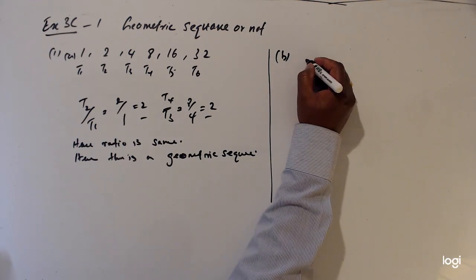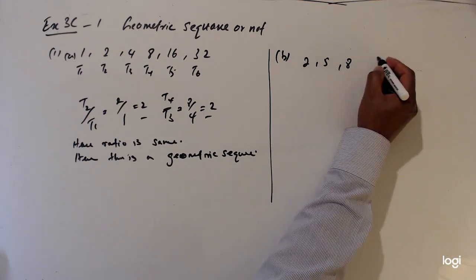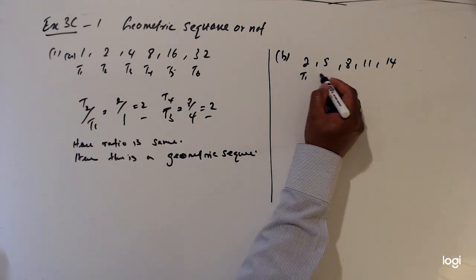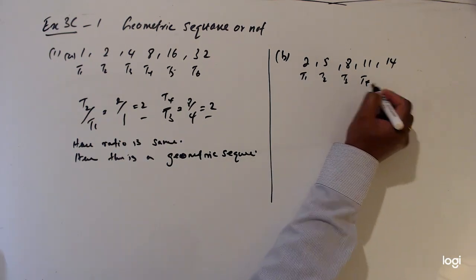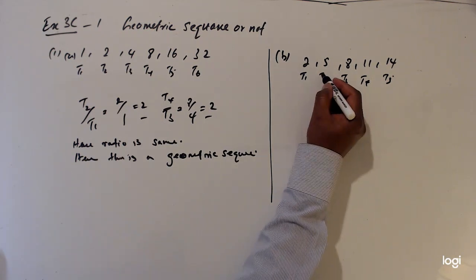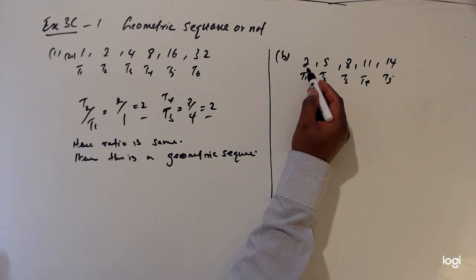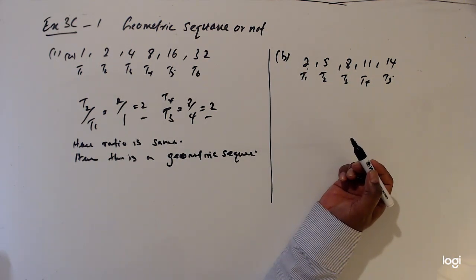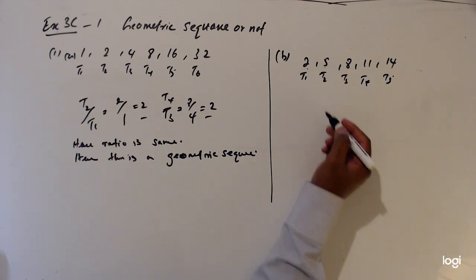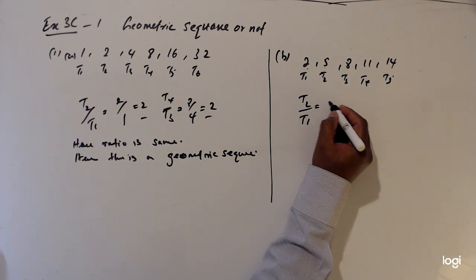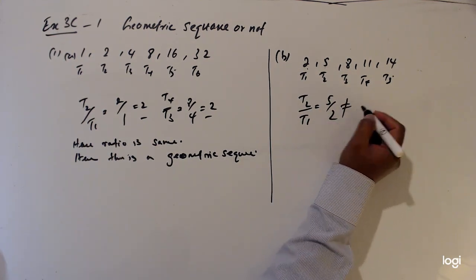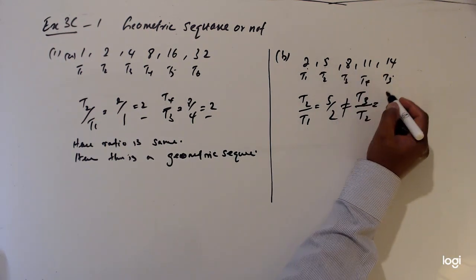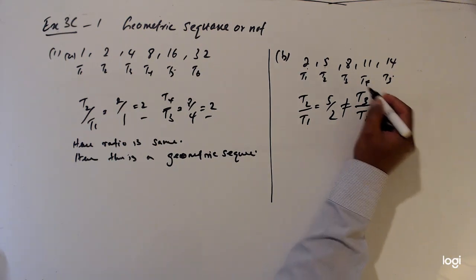Part B, 2, 5, 8, 11, 14. So T1, T2, T3, T4, term 5, and we can see that 5 divided by 2 is 2.5 and 8 divided by 5 is not 2.5. It means the ratio is not same. So T2 over T1 equals 5 divided by 2, not equal to T3 over T2, which is 8 divided by 5.